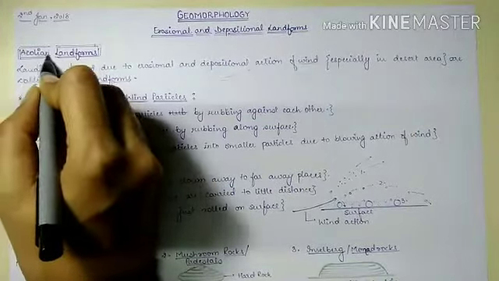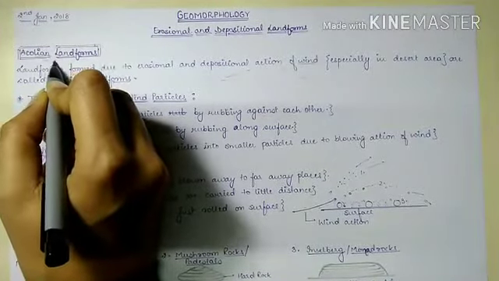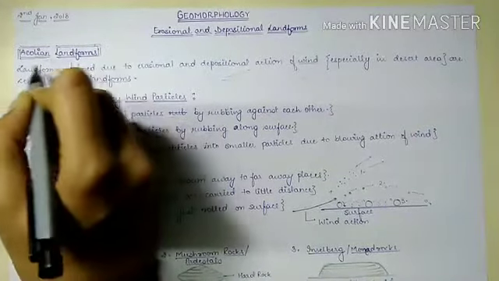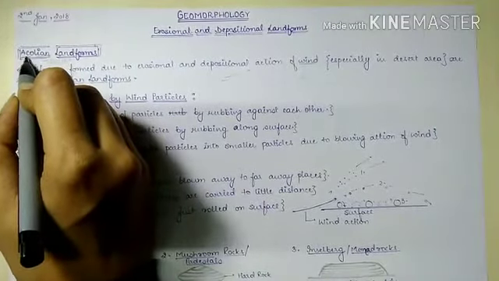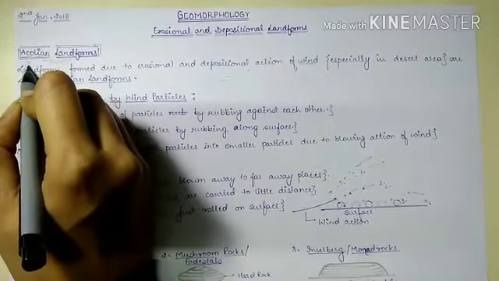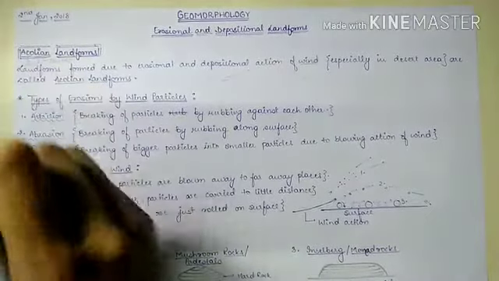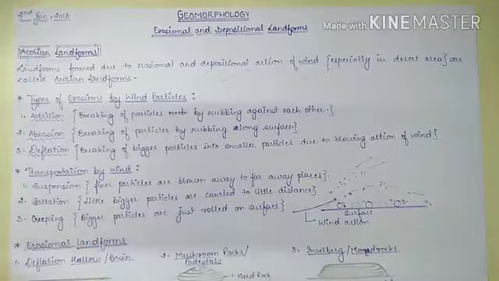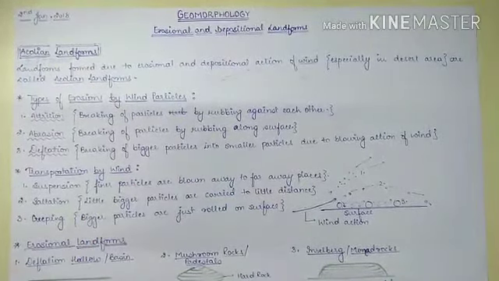Aeolian means desert, and this means air, wind or air. Okay, so hence they are called aeolian landforms.